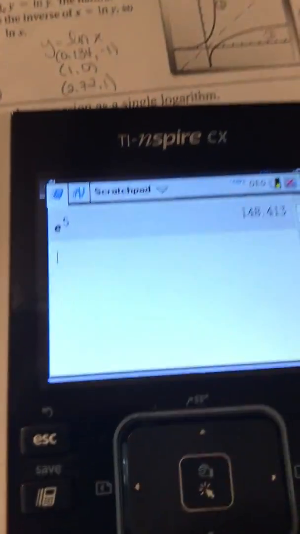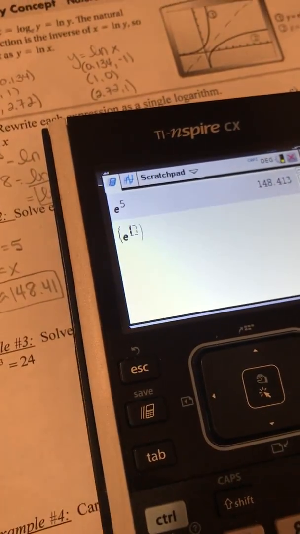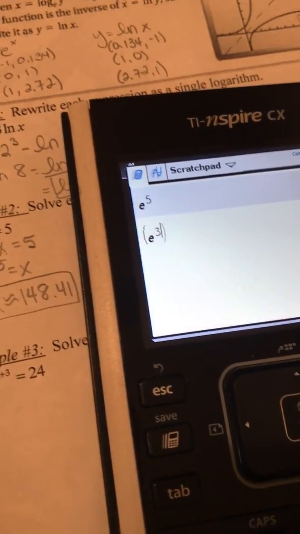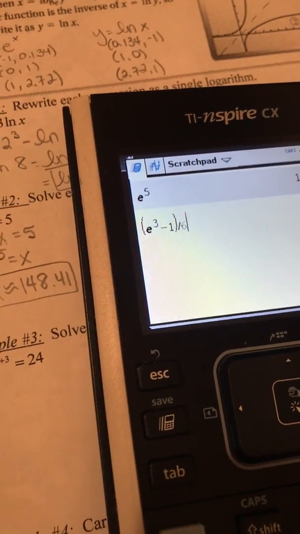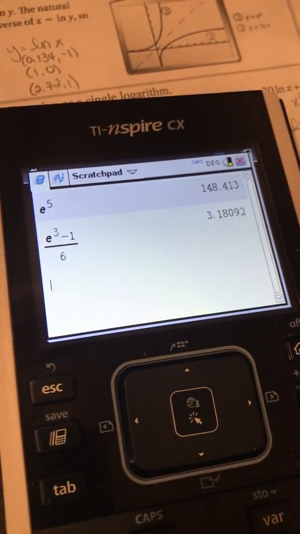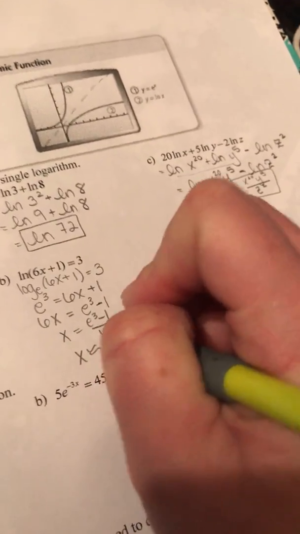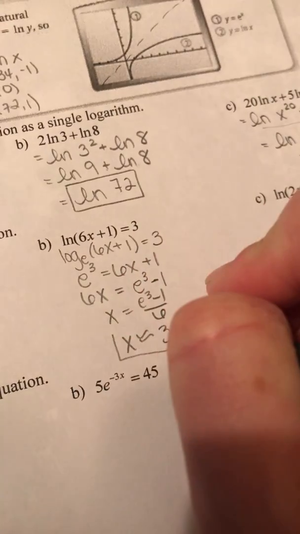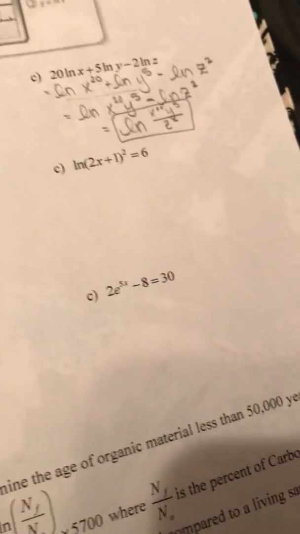Okay, when putting it into your calculator, please don't forget about your parentheses. So I'm going to put in a parenthesis to show my calculator I need my numerator calculated first. E cubed, oopsies, I need to arrow down to get out of that exponent spot, minus 1, close my parentheses, divided by 6. And I get approximately 3.18. And if I were to substitute it back into the original, I'm still taking the logarithm of a positive number. I'm okay.